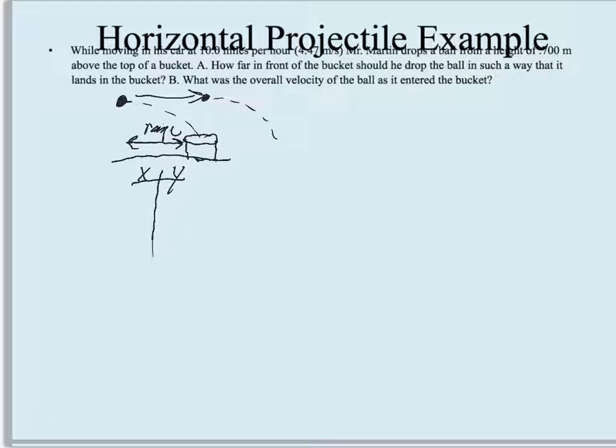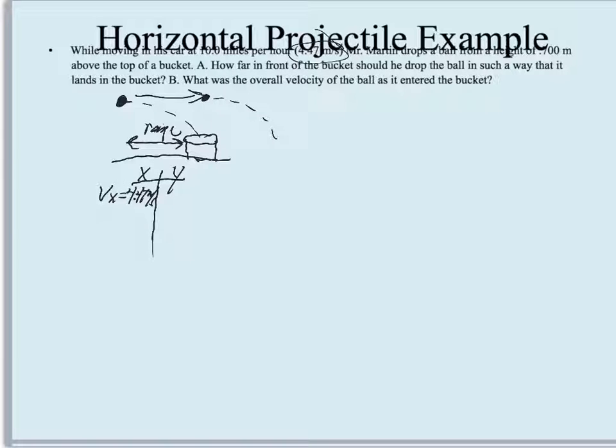Let's take the X side first. So what do we know about this ball moving horizontally? Do we know its forward velocity? Do we know Vx? Well, think about it. If the car is moving at 4.47 meters per second, then everything in the car is also moving at 4.47 meters per second. So we do know that that ball is moving at 4.47 meters per second.